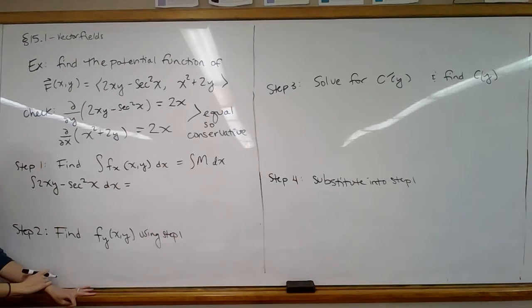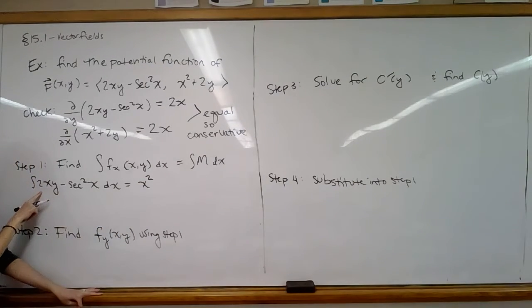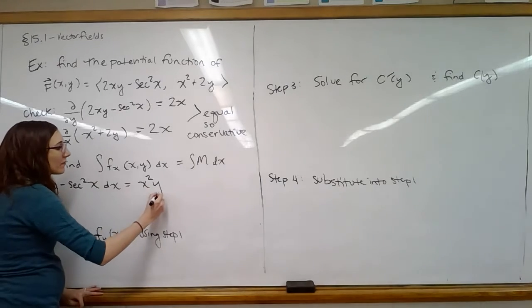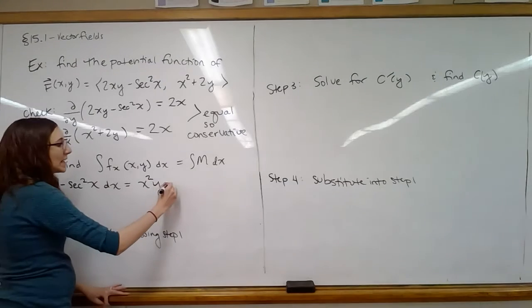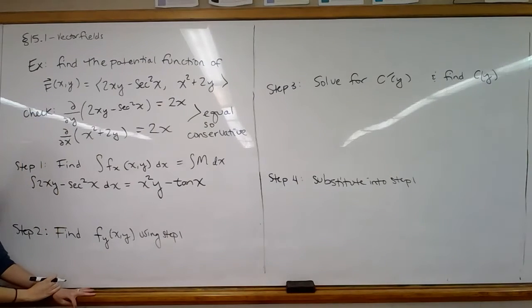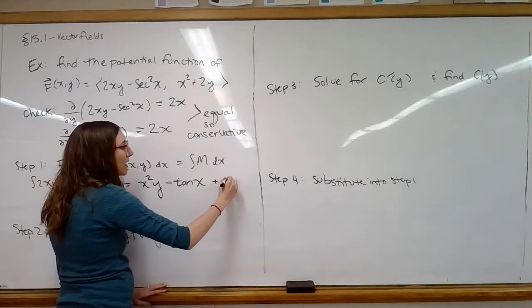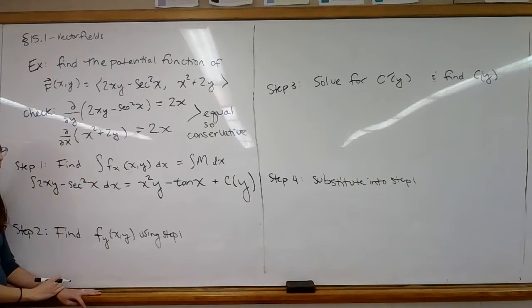For the 2xy, we'll treat y as constant, so we'll increase the power of x to x squared, divide by 2, which cancels this 2, and keep the y. The integral of secant squared, hopefully we can remember, is tangent. So then we'd have minus tangent x. But then remember, we need that plus a constant function. Since this was a dx integral, this is going to be plus a constant function of y. So we have some extra piece of y that we're not sure what it is yet.